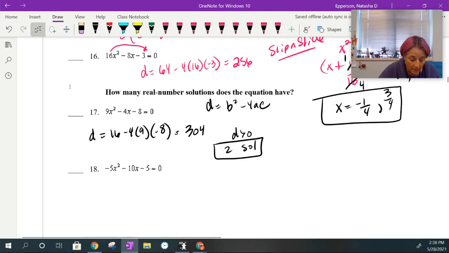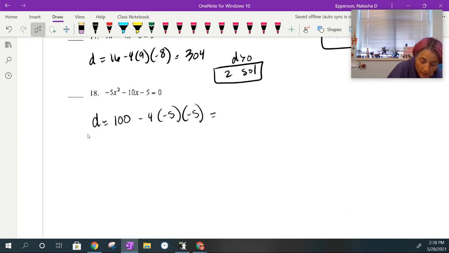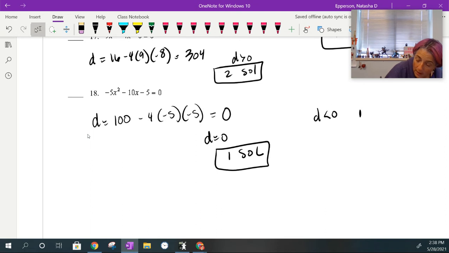All right, number 18, my discriminant, that's going to be 100 minus 4 times negative 5 times negative 5. That's going to give me 100 minus 4 times 5, which gives me 0. If d is equal to 0, then you have 1 solution. And just as a side comment, if d is less than 0, you have no solutions.